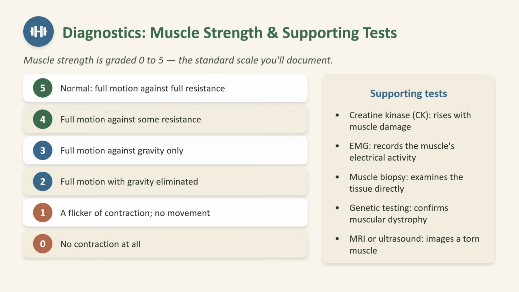The card on the right holds the supporting tests. CK is the muscle enzyme that spills into blood when fibers are damaged, dramatically elevated in Duchenne muscular dystrophy.